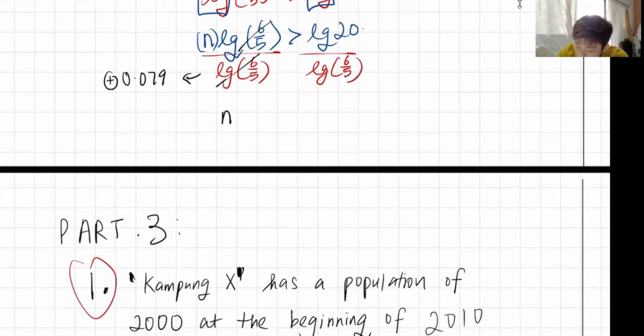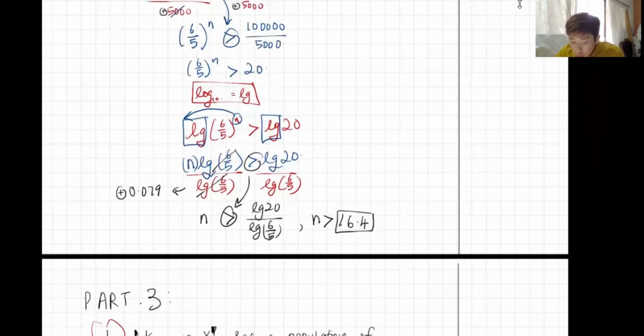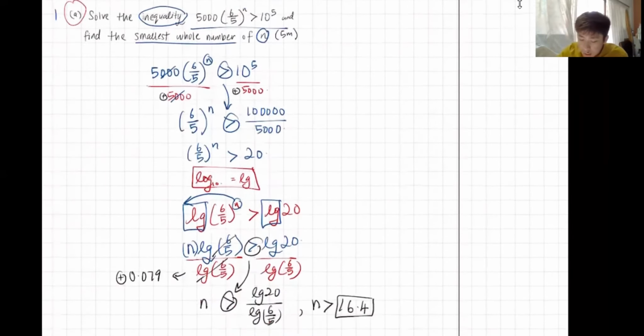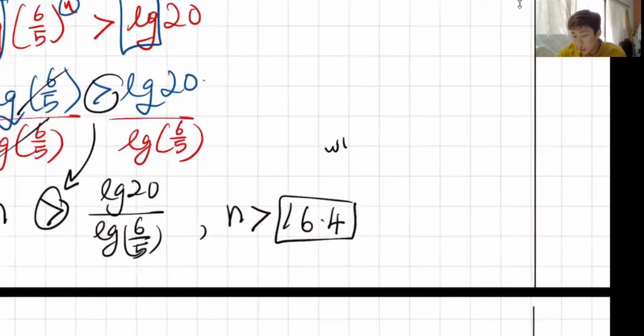This one will disappear, so n is greater than. You see, the greater than sign did not change. What I'm left with is log base 10 of 20 over log base 10 of 6/5. You type in your calculator, and you get n is greater than log 20 divided by log 6/5, which is 16.4. Let's just say it's 16.4. But the question asks, what is the smallest whole number of n? It must be a whole number and it must be smallest.